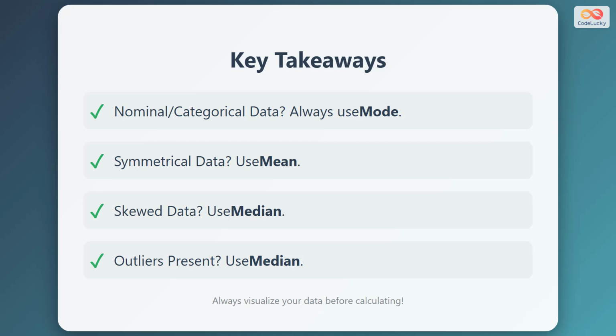To wrap up, use the mode for categories, use the mean for symmetric, balanced data, and use the median for skewed data or when outliers are present. Remember, always graph your data first to see the shape.